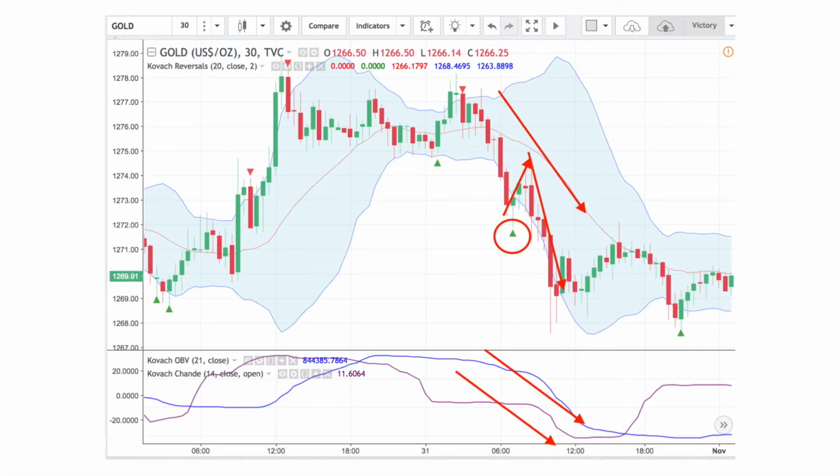Here's another example with gold. Both momentum indicators are bearish, but we have a green triangle at the lower bound of the Kovach reversals indicator. This is followed by a brief relief rally, which comes somewhat close to the central moving average but doesn't quite touch it. Again, this is why it's important to know your product and the volatility and how much it varies, because in this case, this was a good entry opportunity.